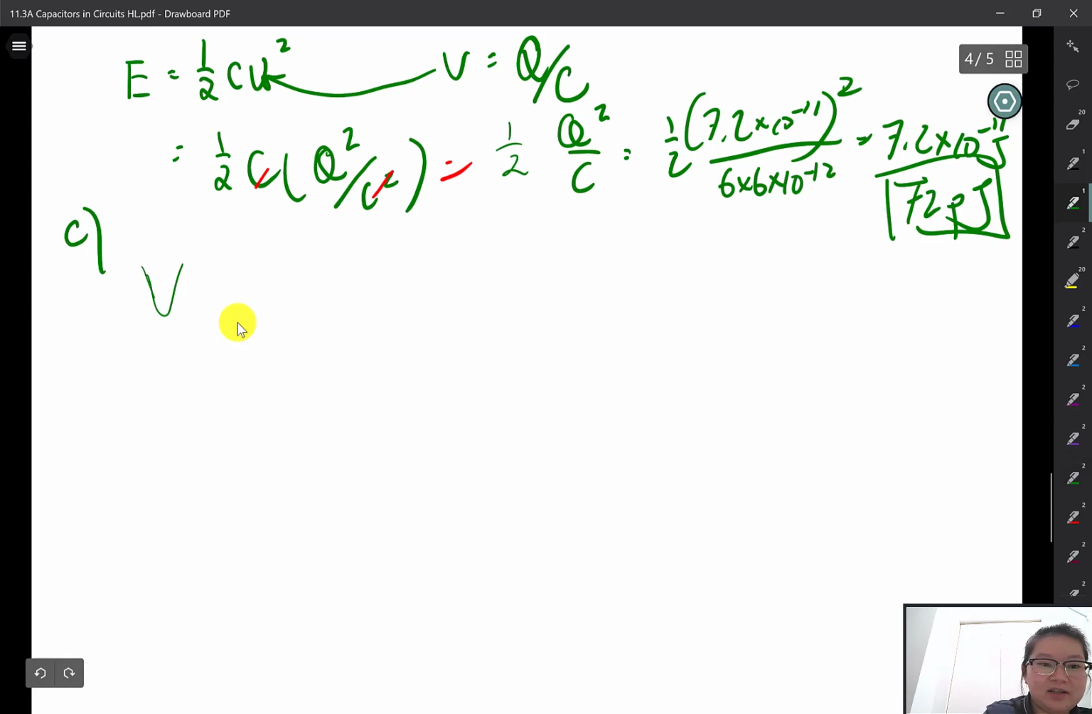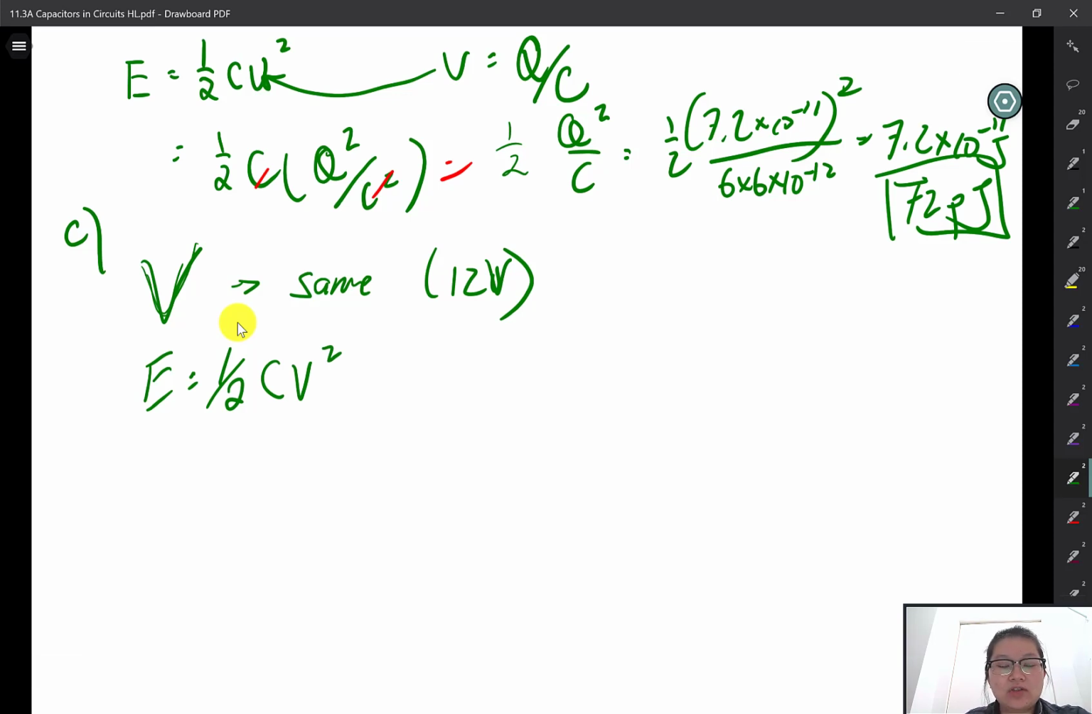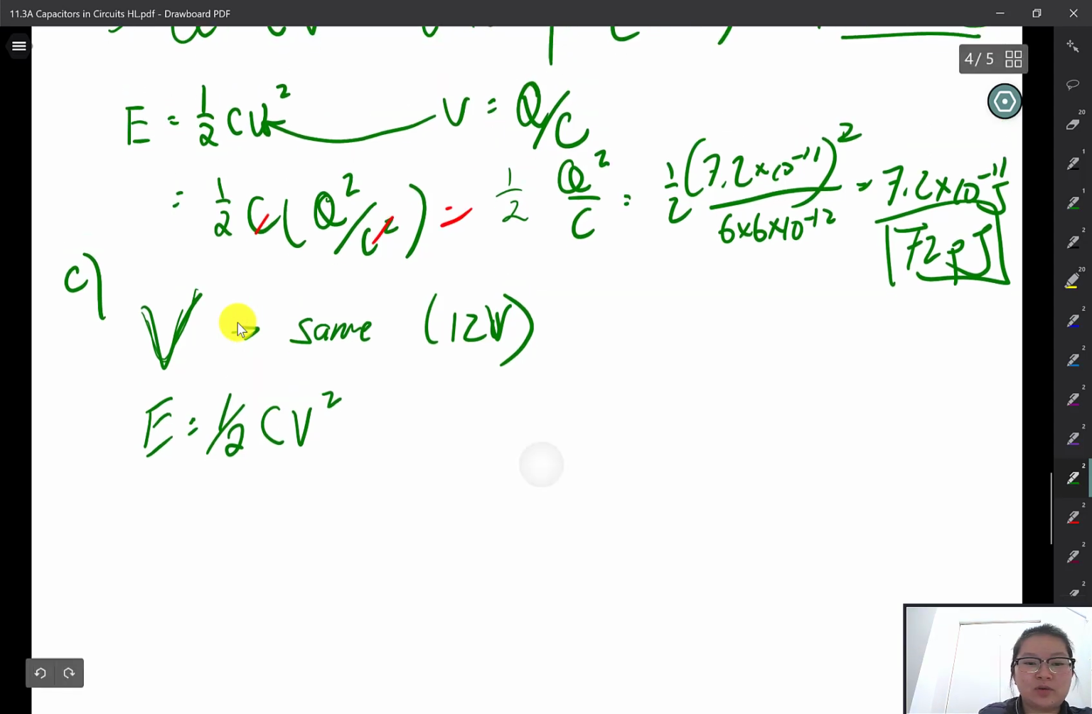Okay, so if the battery is not removed, okay, what stays the same is this voltage will stay the same. The potential difference across the battery will be exactly the same as that of the capacitor. So this is going to stay the same, okay? And this is going to be 12 volts. Capacitance is also higher than before. And we know from 1/2 CV squared, capacitance is higher.